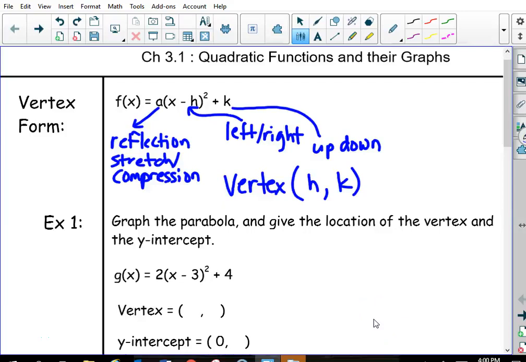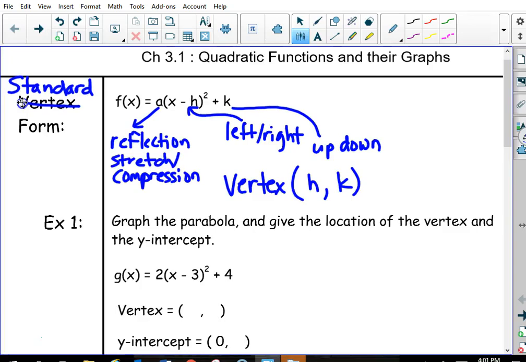Okay, we're looking at quadratic functions and their graphs, and I'm reminding you what vertex form looks like. It makes quadratics so nice and easy to graph. The weird thing, though, is that our book, for whatever reason, calls this standard form. Usually we think of standard form as ax squared plus bx plus c, and this book doesn't really have a name for that form, but they're calling what I think of as vertex form, standard form.